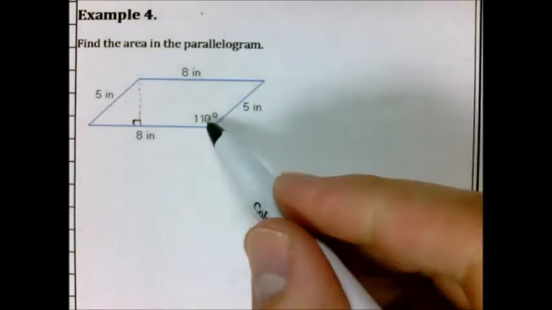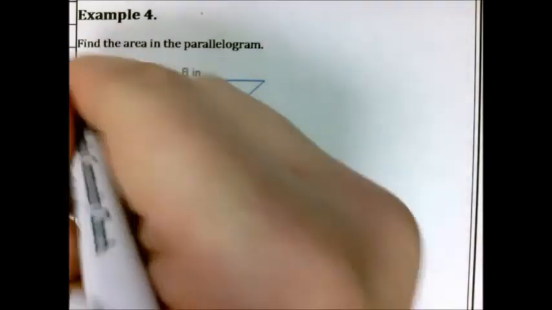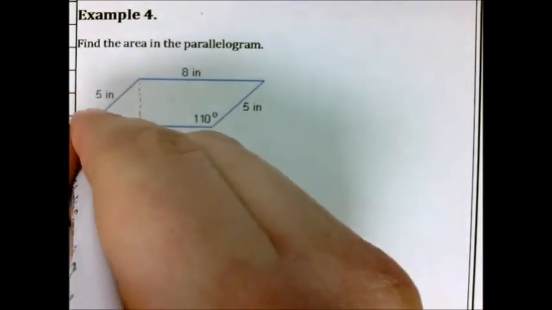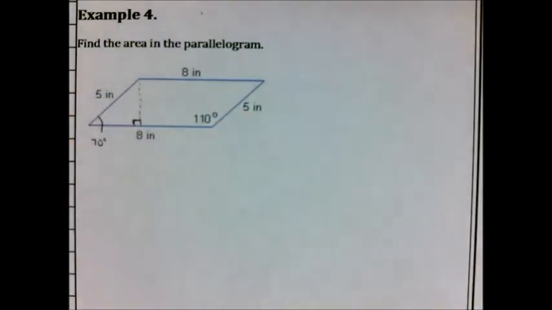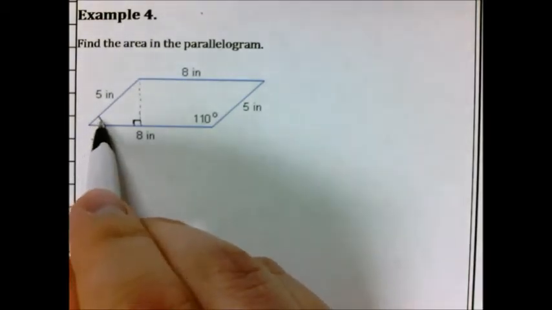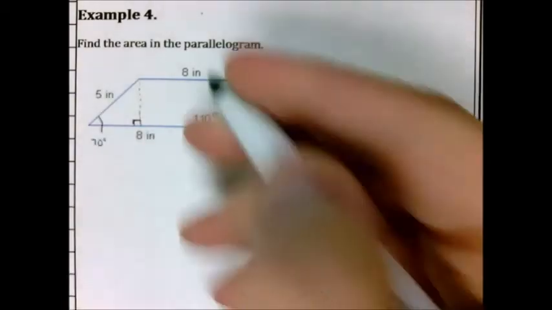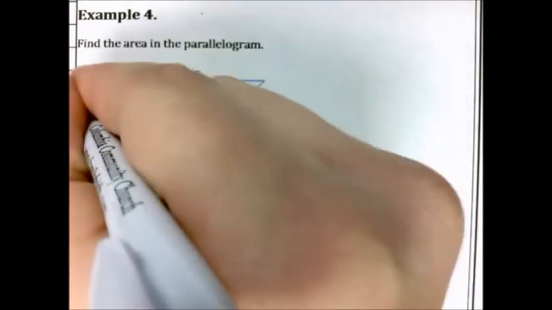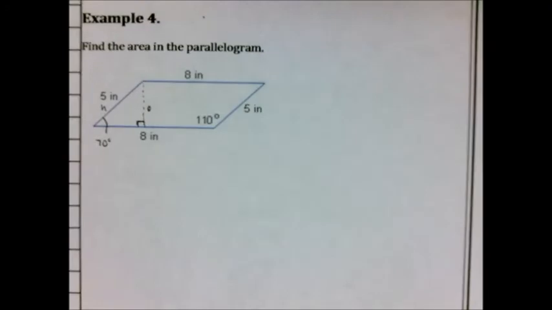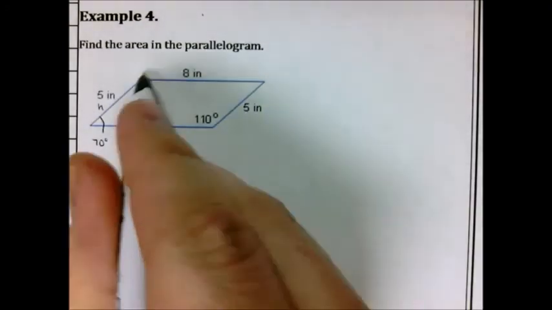Now here's what we do know. This is a parallelogram, and consecutive angles in a parallelogram are supplementary. That means that this angle right here has to be 70 degrees. It has to be 70 degrees, right? Now we know using trig that if we did the opposite over the hypotenuse, SOHCAHTOA says we're going to use sine then, we can figure out what the length of this, or what the height of this shape is.